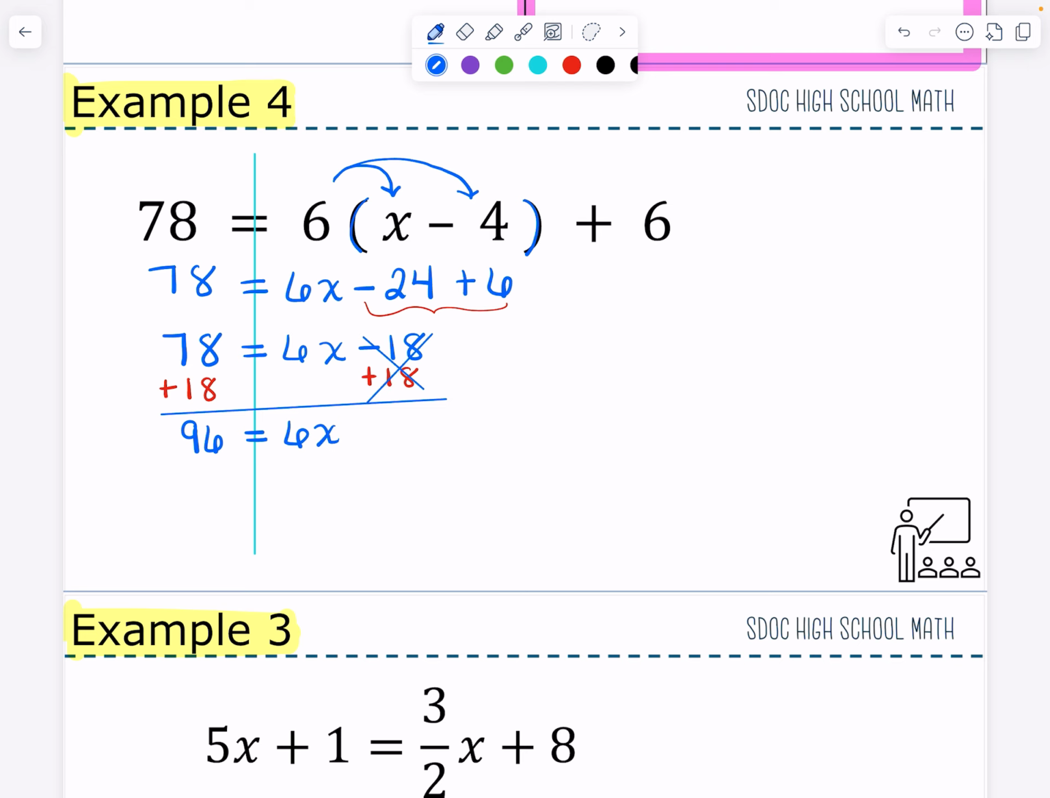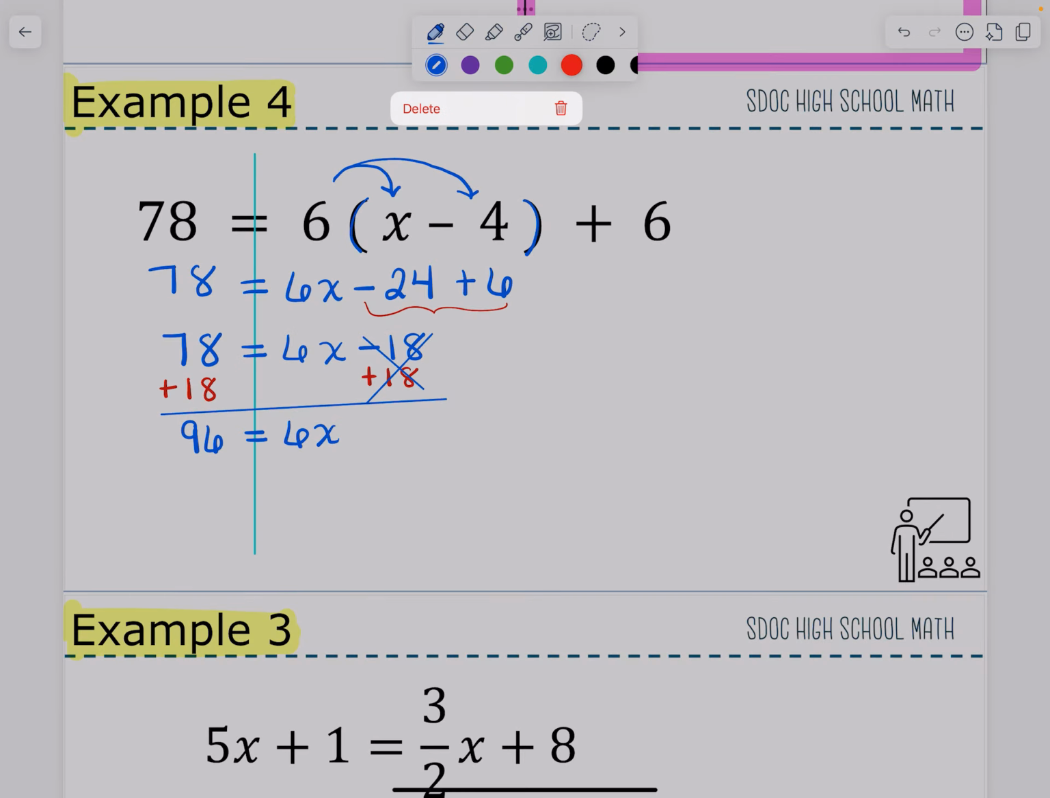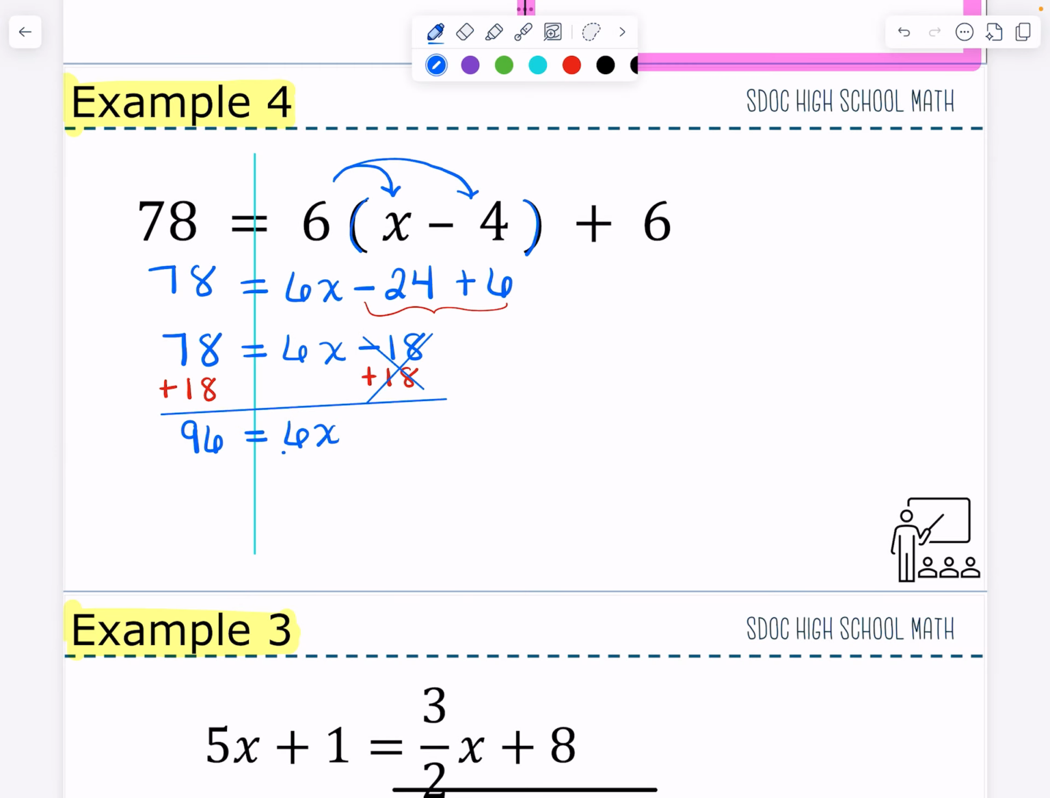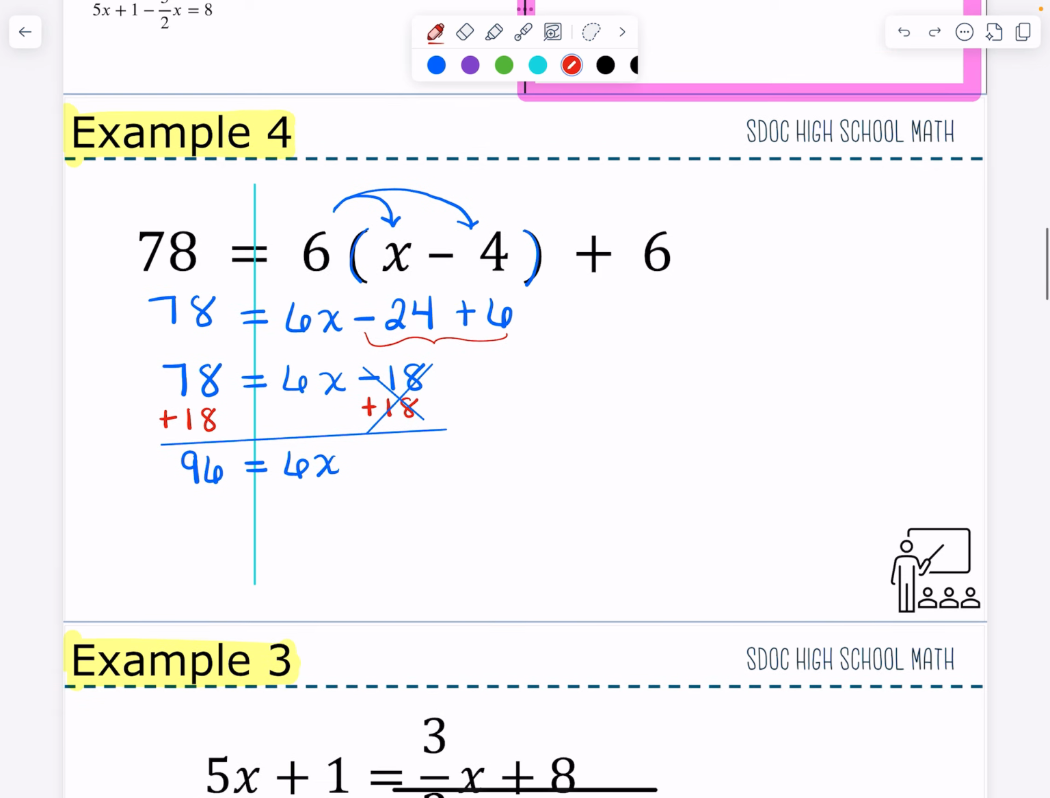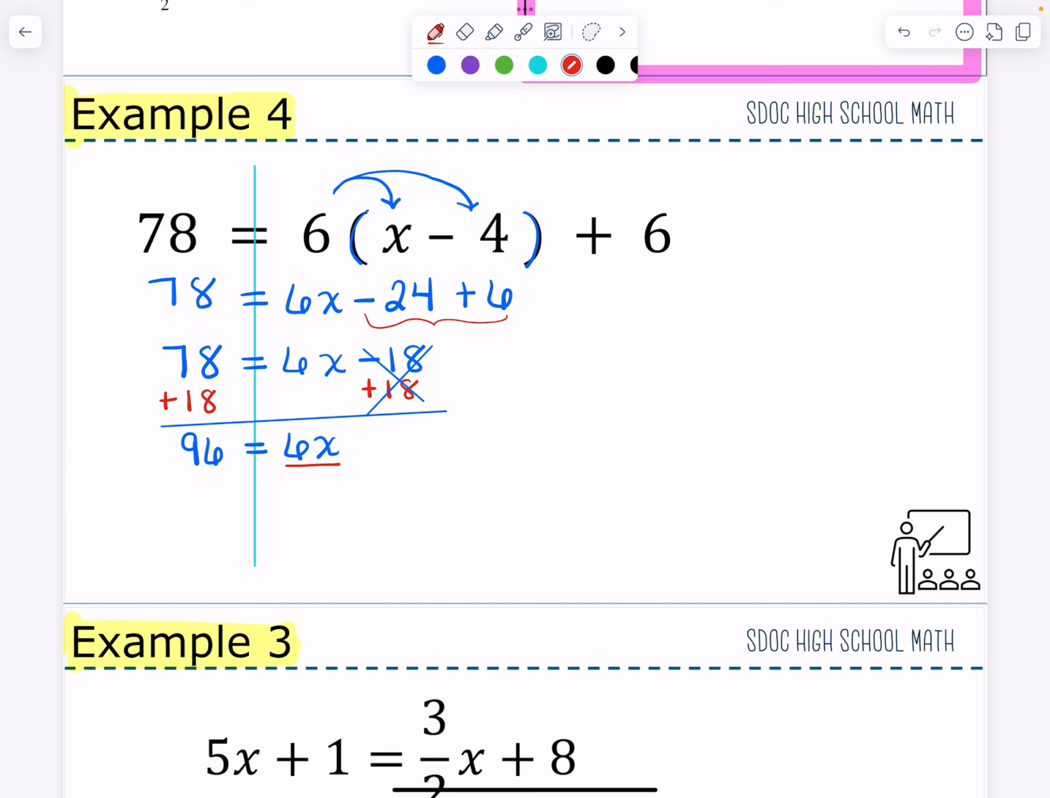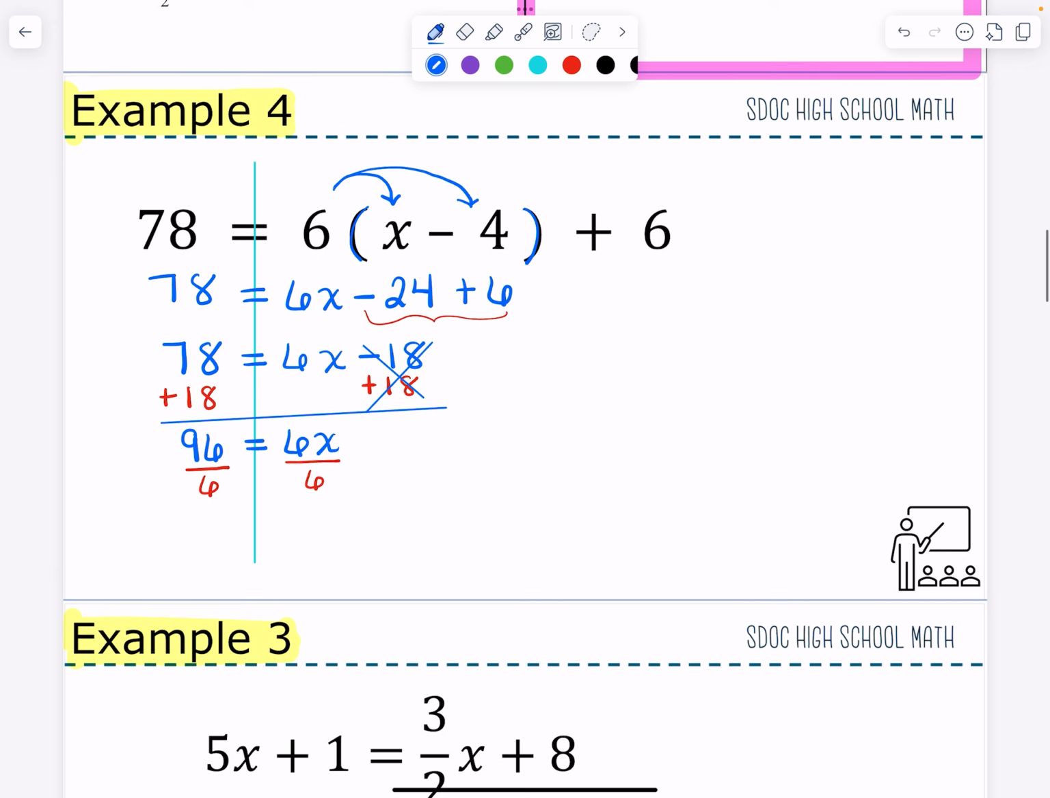Okay. Now, I want to get x by itself, but x is being multiplied times 6. So the inverse property of multiplying would be dividing. So I am going to divide by 6. Now, if I divide the right side by 6, I also have to divide the left side by 6. 96 divided by 6 is 16. 6 divided by 6 does not make 0, but it does reduce to 1.